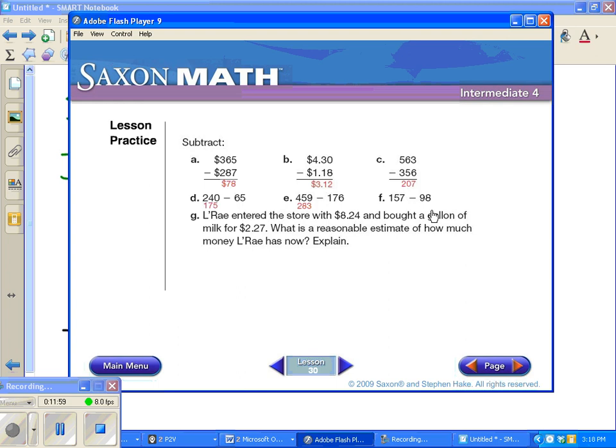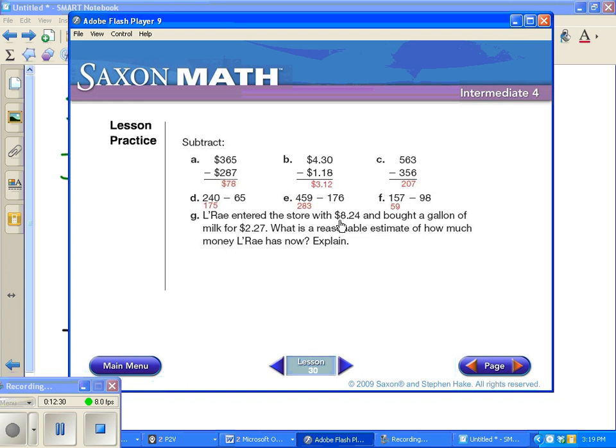157 minus 98. You know what? This one's a good one to do mentally because the 98 is just 2 away from 100. So what we're going to do is go ahead and take 100 away. And since we really weren't taking away 100, we're going to add 2 back onto that. Okay? So 100 taken away from 157 just leaves 57. But if we add 2 more back onto that, we have 59. So that's a little mental math trick.